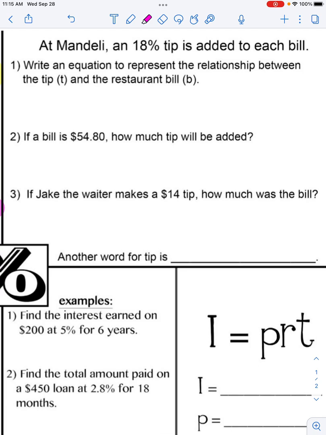A long time ago, a student told me that if I ever opened a restaurant, I should call it Mandeli. Get it? Deli. So that's why I put that in this problem. I still think it's funny all these years later.